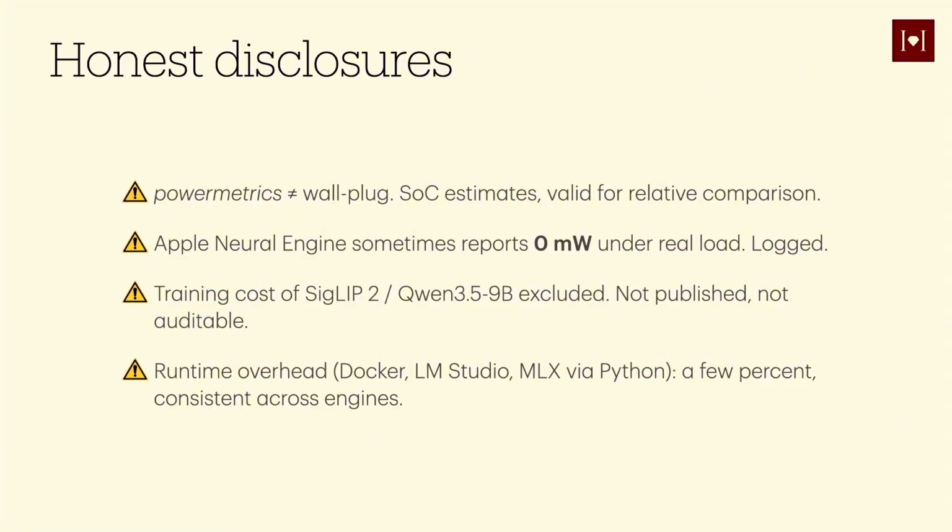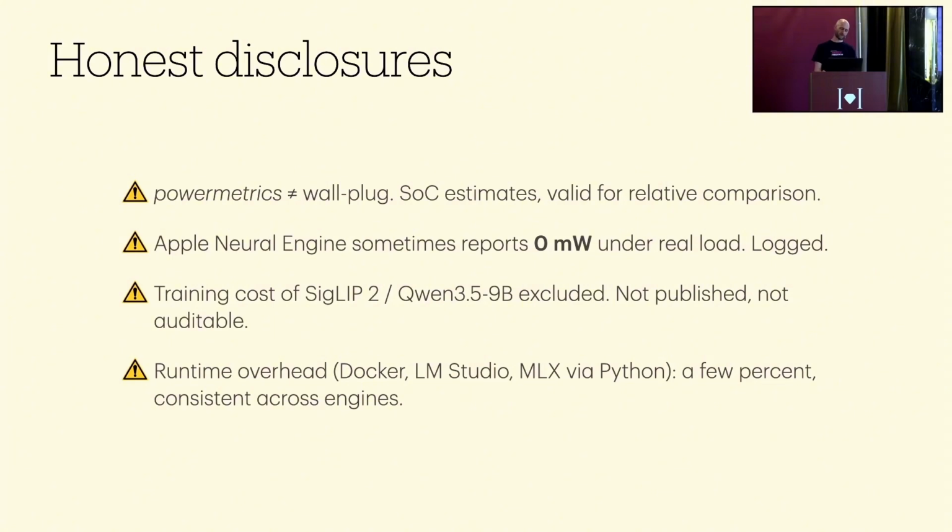So, 4 honest disclosures. The first one: powermetrics values are estimations and not measurements at the wall socket. The neural engine sometimes reports 0 milliwatts under load. It's a feature Apple gave us. We don't include training emissions for either model, not because they cancel out, they don't, but because they are not published and not auditable. Every model runs through some type of runtime: Docker, LM Studio, Python. Each one adds a few percentage points of overhead.